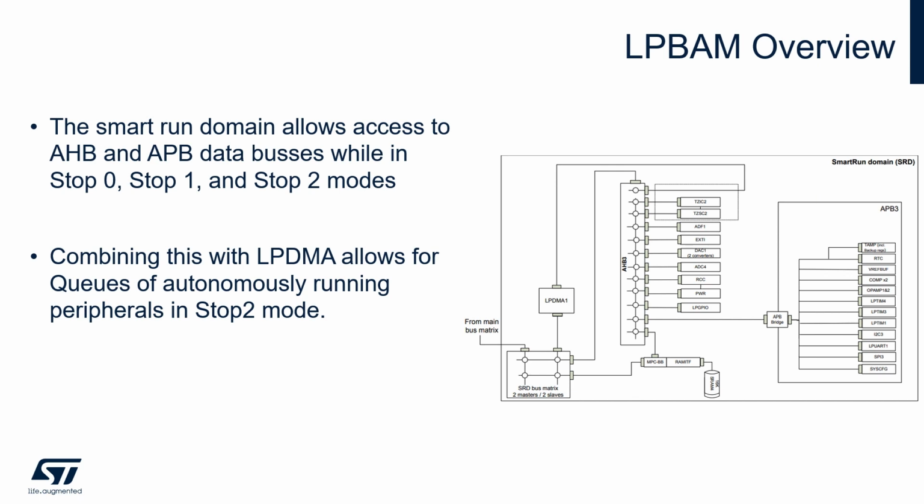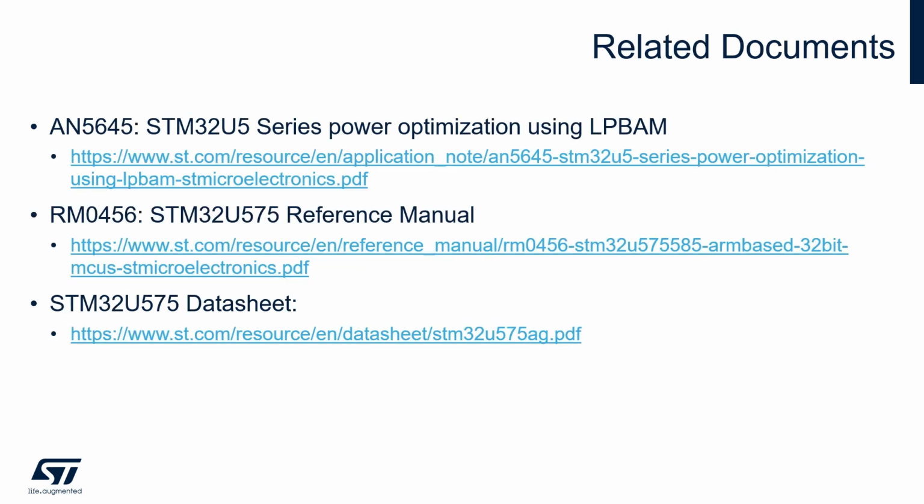The Smart Run domain allows access to data buses that aren't normally available in low power modes down to stop 2. By usage of low power DMA, the Smart Run domain, and the LPBAM, you can concurrently run queues of peripherals in stop 2 mode with optimized power consumption. If you would like to learn more about the LPBAM, please refer to these related documents.